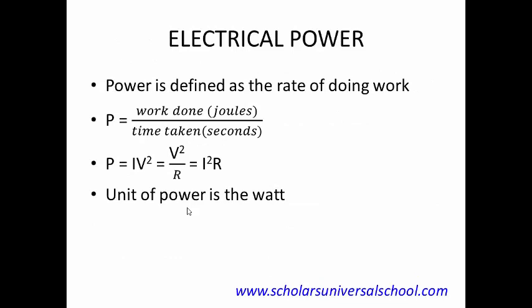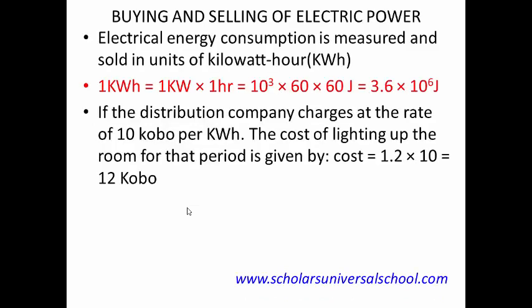Like we have rightly discussed in previous classes, power is defined as the rate of doing work. So power is defined as work done divided by time taken. Work done is in joules, time taken in seconds. Remember that we have defined work done before to be IVT. So if I have IVT divided by time, I have power equal to IV, because the time cancels out. And remember, the unit of power is watts.